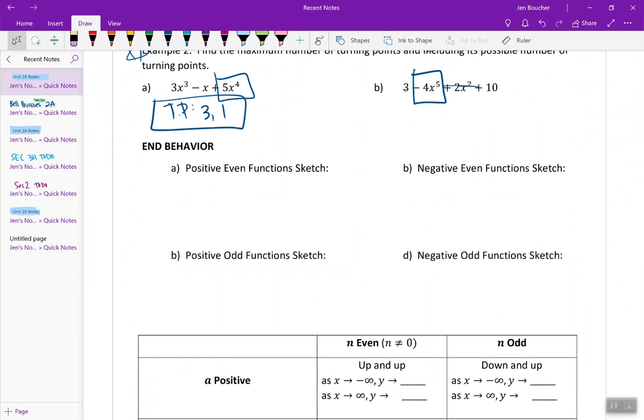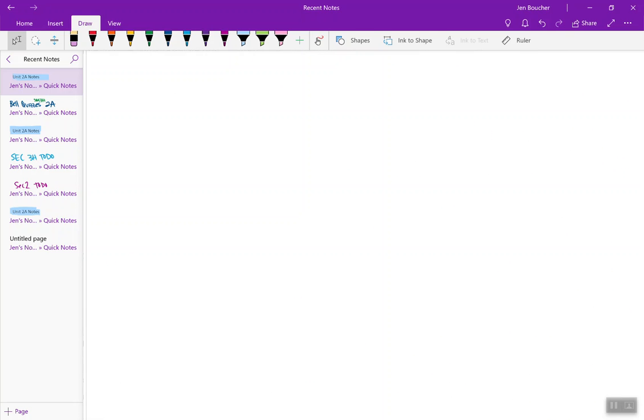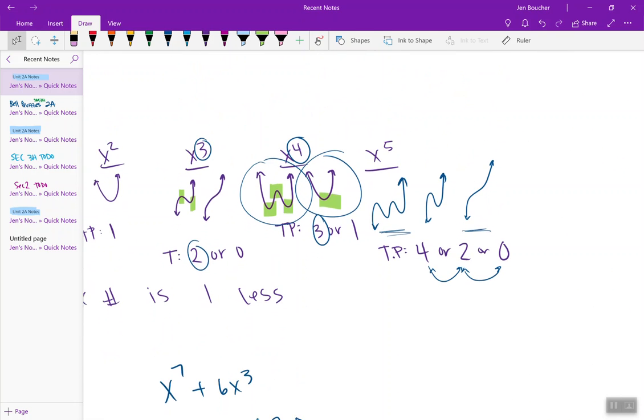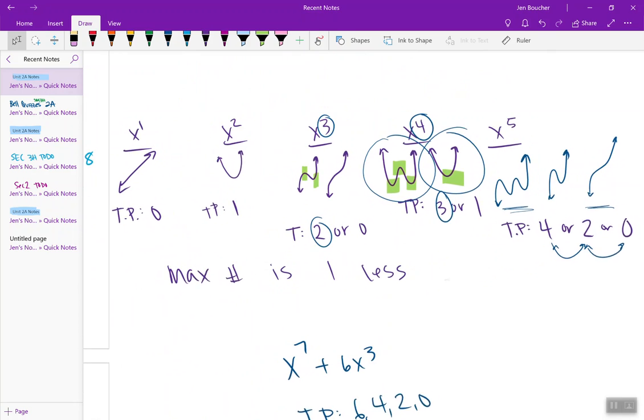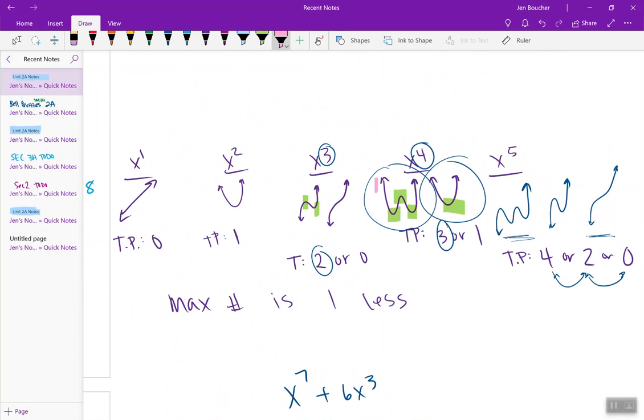Okay, so now we're going to talk end behavior. Notice when I'm saying end behavior, I'm going to go back to these sketches right here. When I'm talking end behavior, I'm talking about what's happening on this end and what's happening on this end. The stuff in the middle doesn't matter.